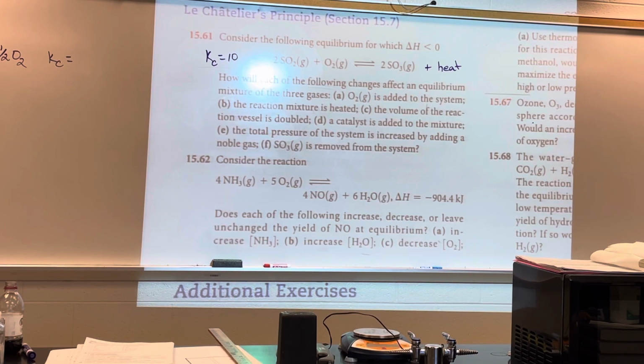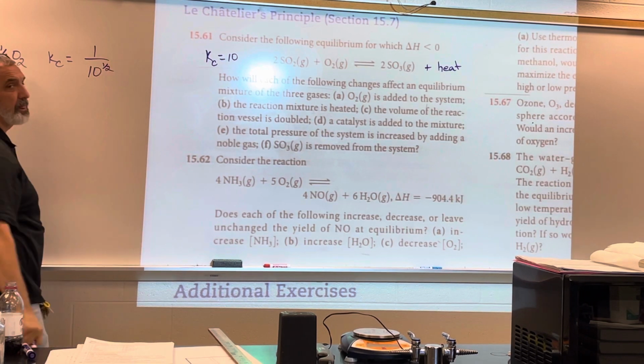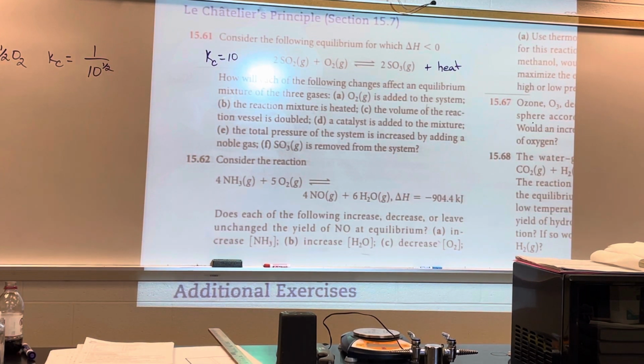No. When you reverse the equation, what do you do to the K? Reciprocal. Products become reactants, reactants become products. It's 1 over. What do you do with coefficients? They become exponents. Okay, the coefficients are exponents. So K is going to be 1 over 10 to the 1/2. Man, didn't see that one coming.